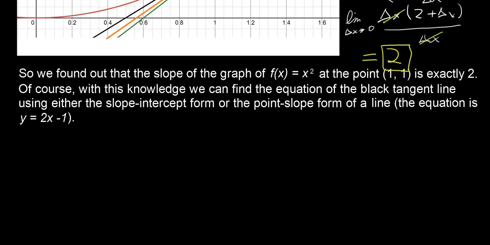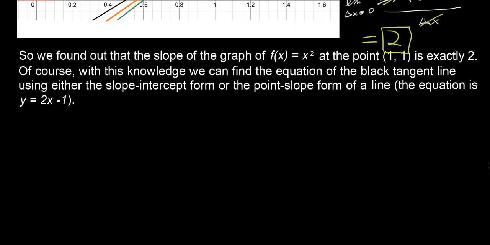So remember, I drew a black tangent line. How did it get there? Well, it's because I knew that eventually I was going to be able to find that slope. And then once you find the slope, you could use Algebra 1 methods. You could use the slope-intercept form or the point-slope form to find the equation of the line, right? The slope is 2. A point on the line is 1 comma 1. So you could find the equation of the line. The equation of that tangent line is y equals 2x minus 1. So there you go.